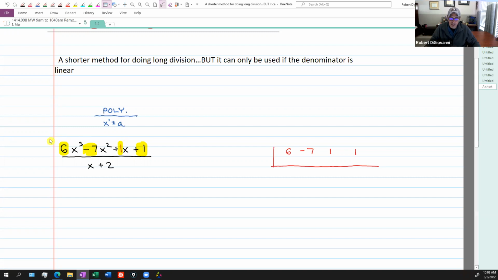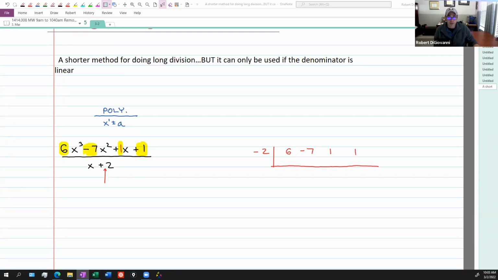On the outside of the division box, what you're going to do is you're going to put the opposite of this number. So that's a +2. I'm going to put a -2 out here. Now, look, if you're sitting there going, what the hell's going on? This is synthetic division, all right? Let's just do it, and we'll talk about how it's useful, all right?